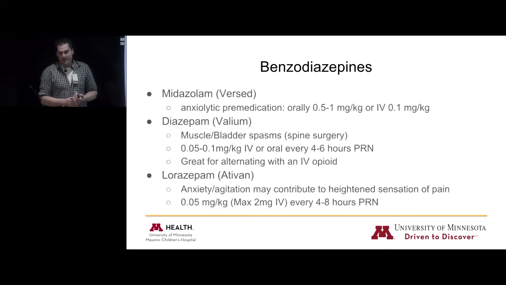Benzodiazepines, midazolam, diazepam, and lorazepam are all used. Midazolam and lorazepam are used mostly for the anxiolytic component, but lorazepam also has a known pain sensation decrease, because agitation or anxiety adds to the pain sensation. Diazepam has a nice muscle-relaxing side effect and is often used in procedures where muscle or bladder spasms are expected. For example, after spine surgery, this is very helpful when those muscles are suddenly in new positions after a scoliosis correction.